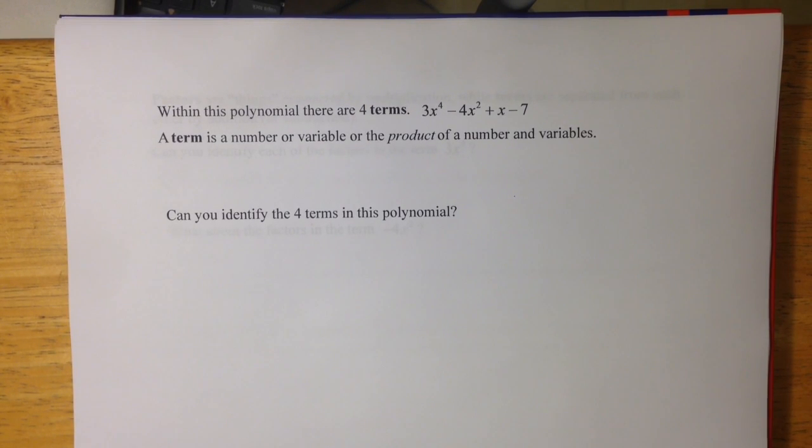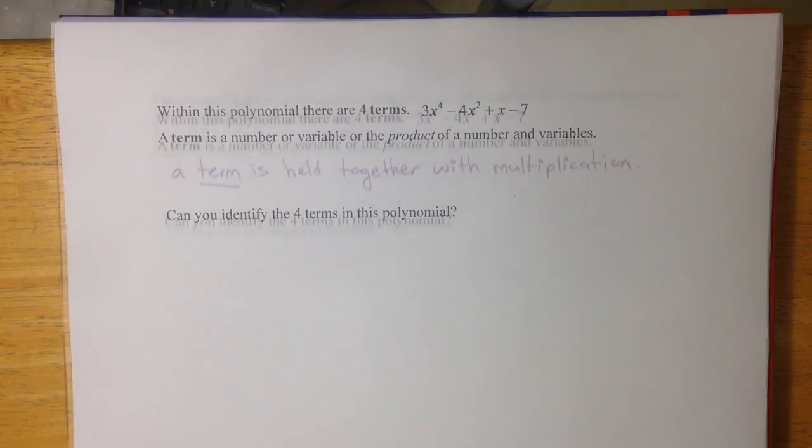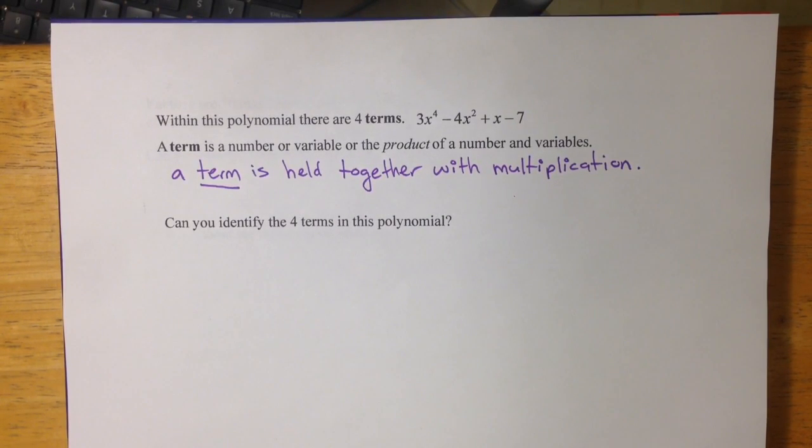Let's go back to looking at that first example, 3x to the fourth minus 4x squared plus x minus 7. This polynomial has four terms. A term is a number or a variable, or the product of a number and variables. So a term is something held together by multiplication. It's a bunch of stuff that's being multiplied together.